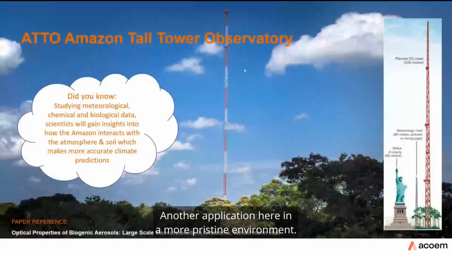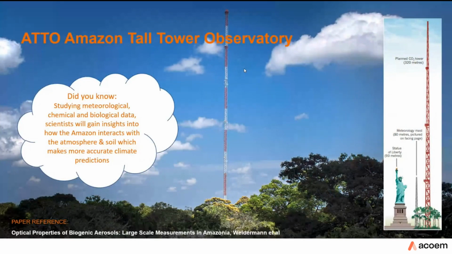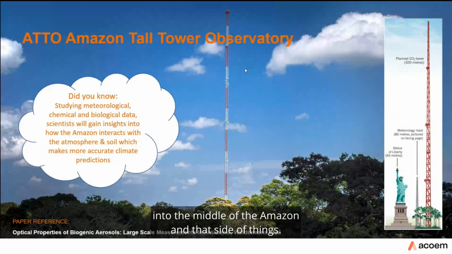Another application here in a more pristine environment. So this is an example of the nephelometers sampling from various elevations in the Amazon Tall Tower Observatory. Again, the story there is more interesting as to how the instruments get out into the middle of the Amazon and that side of things. But again, the nephelometer is a relatively rugged instrument.